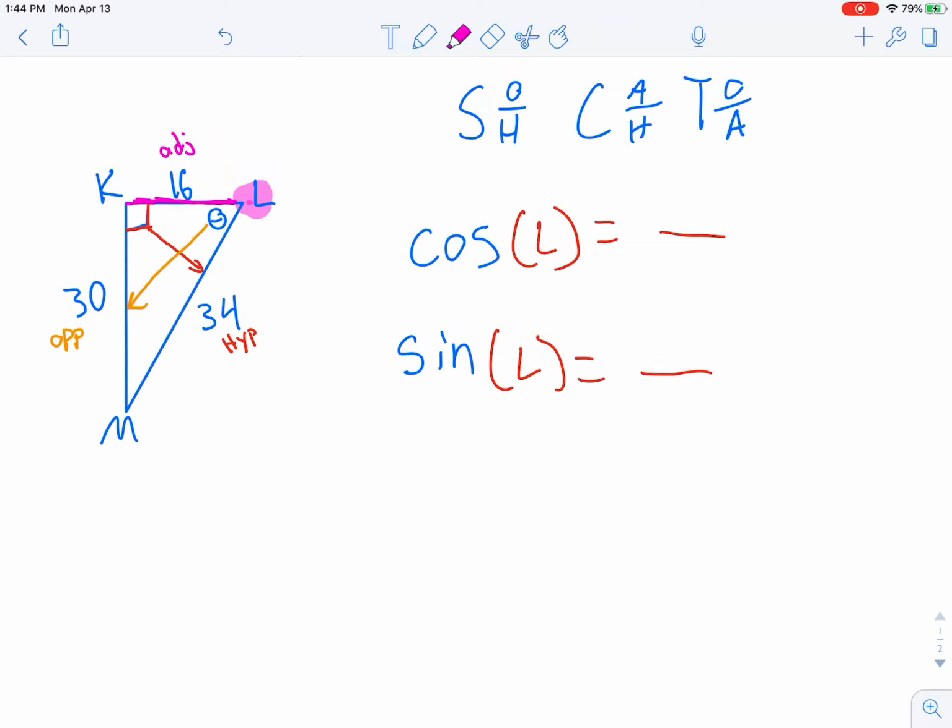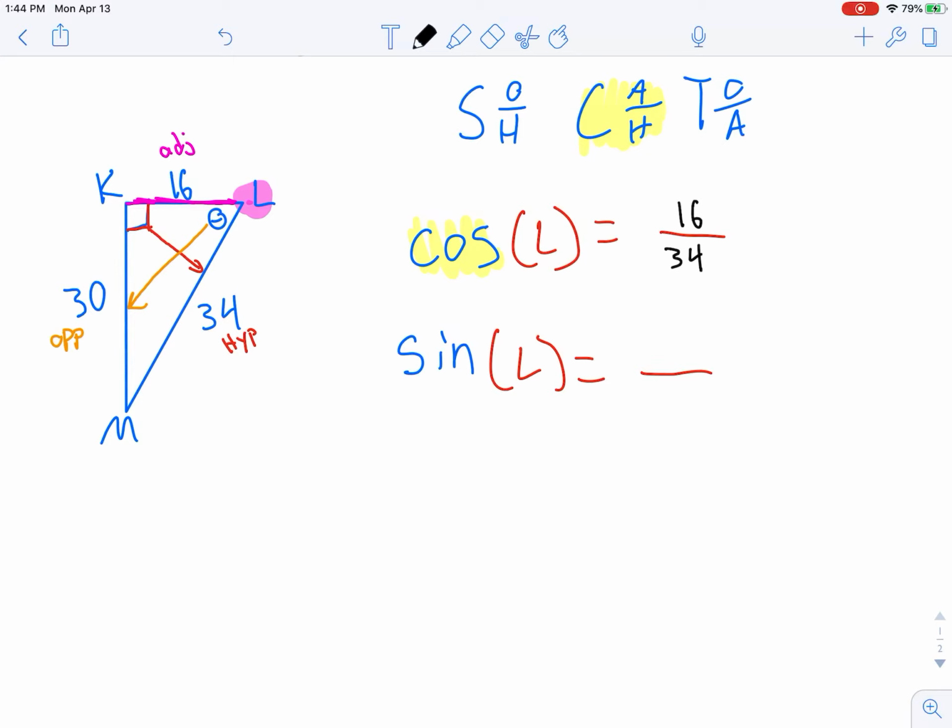The first thing I have is cosine. Okay, cosine right here. So I use A over H. Well, A stood for adjacent, so my adjacent was 16, and then the H was 34, so my 34 goes on the bottom. There's my answer, 16 over 34.